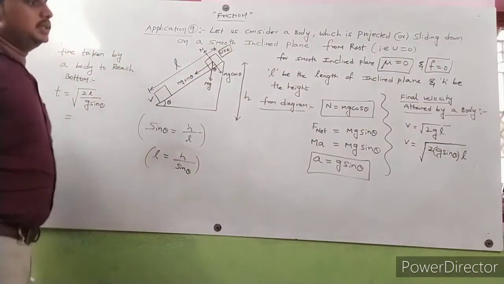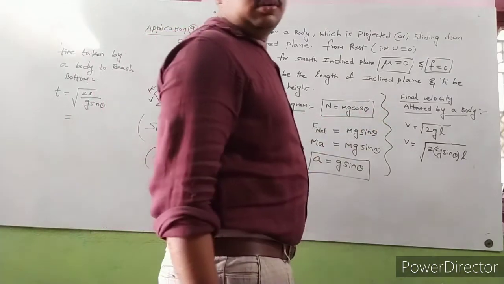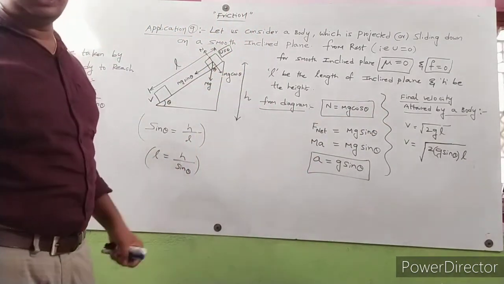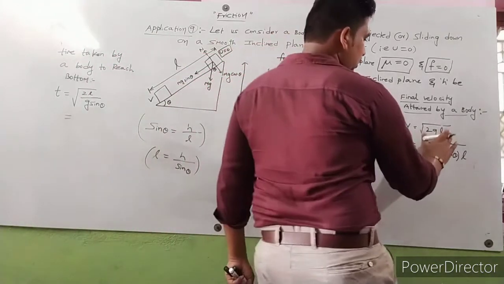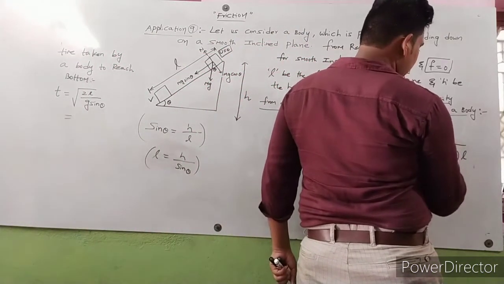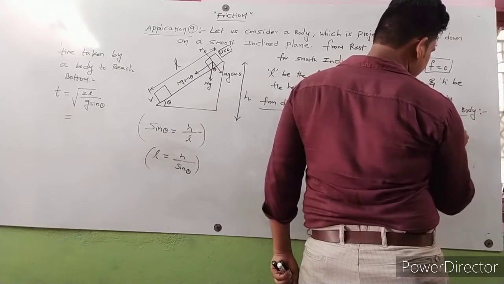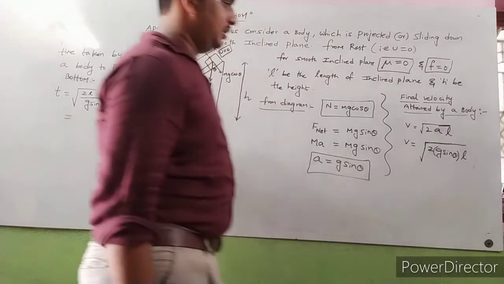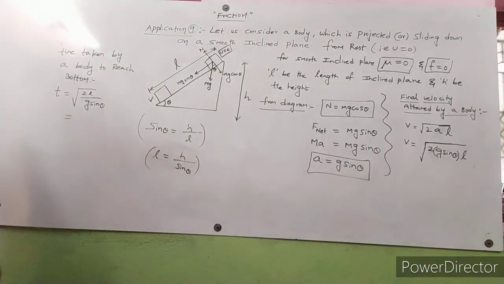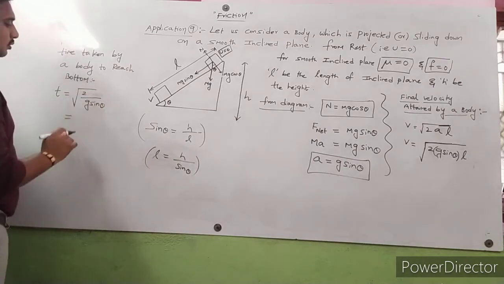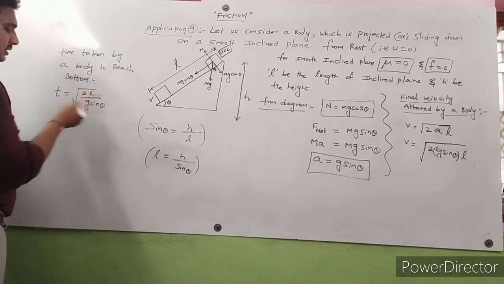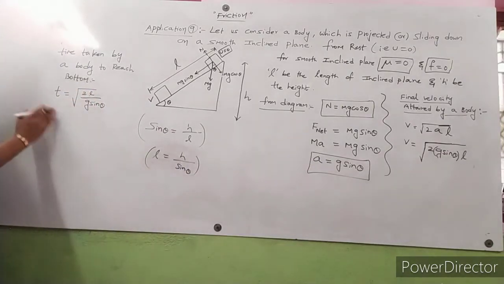Is it or not? So V is equal to the square root of 2aL, because this distance is L. Acceleration into L, and what is acceleration? g sin theta. So finally we got V equal to the square root of 2 g sin theta into L. Here also, in 2h by g, we got 2L by g sin theta. So this is the time taken.